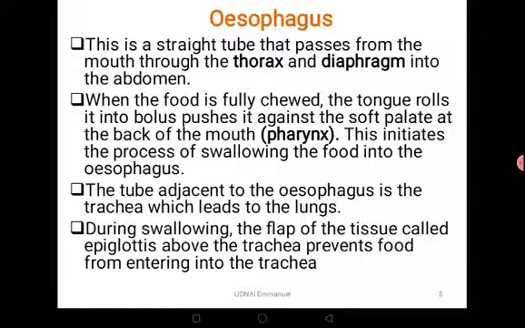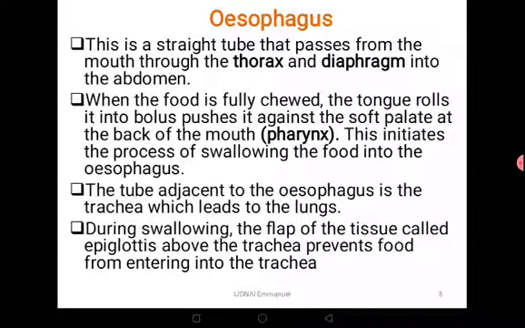During swallowing, a flap of tissue called the epiglottis above the trachea prevents food from entering the trachea. Above the trachea, these two things are connected. The trachea, which is part of the respiratory system, and the esophagus, which is part of the digestive system, are connected at a point called the epiglottis. When you are swallowing, the epiglottis closes the trachea such that food does not enter into the lungs.